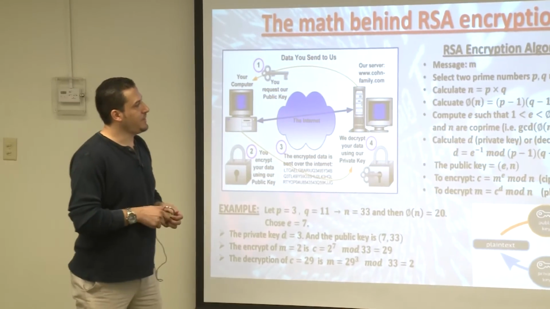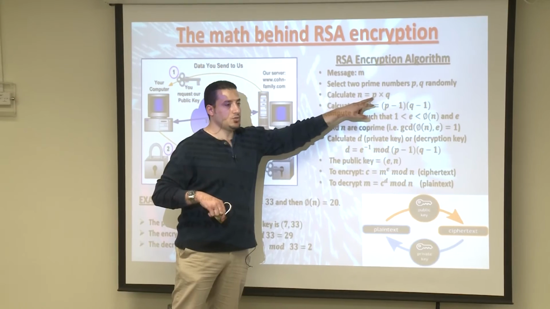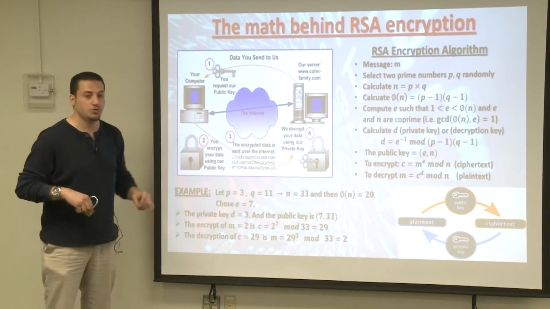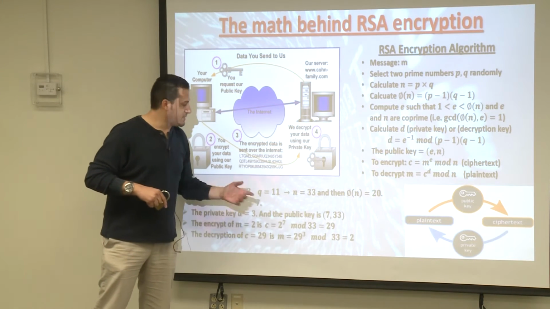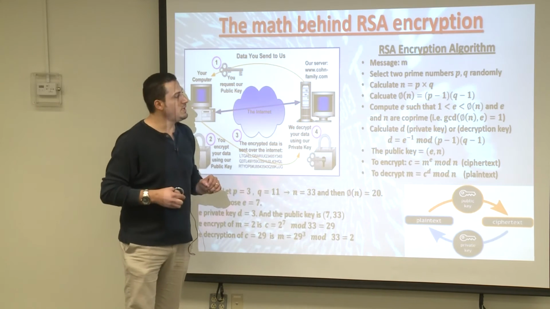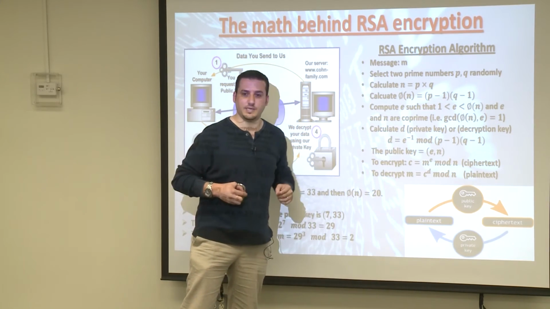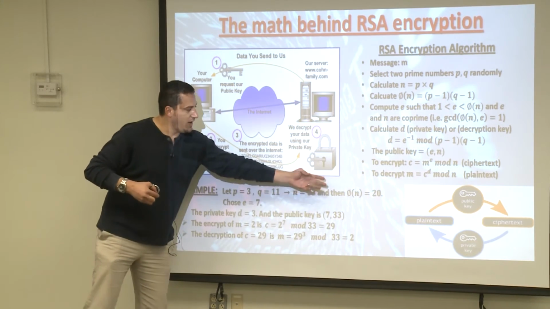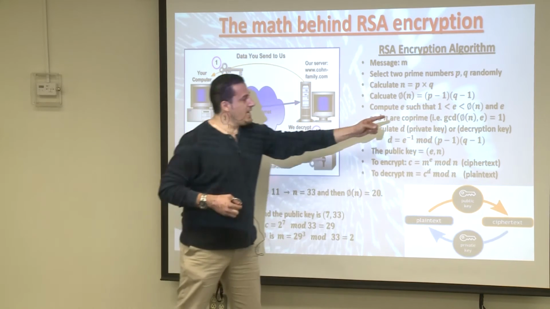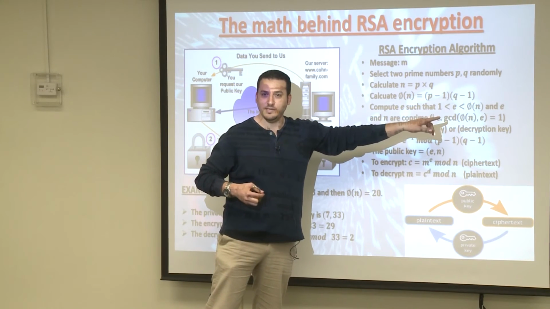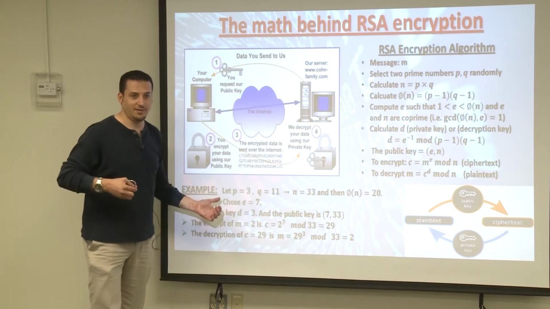As an example, I will illustrate how the algorithm works. The algorithm starts by choosing two prime numbers, and for simplicity I will choose P and Q to be small prime numbers, 3 and 11. N is their multiplication, which is 33 in my case. Then I evaluate the Euler phi function, which is P minus 1 times Q minus 1. In our case, phi of N will be 20, because 2 times 10 is 20. Now, E will be any number between 1 and phi of N such that it's relatively prime with phi of N. So I choose it to be 7.